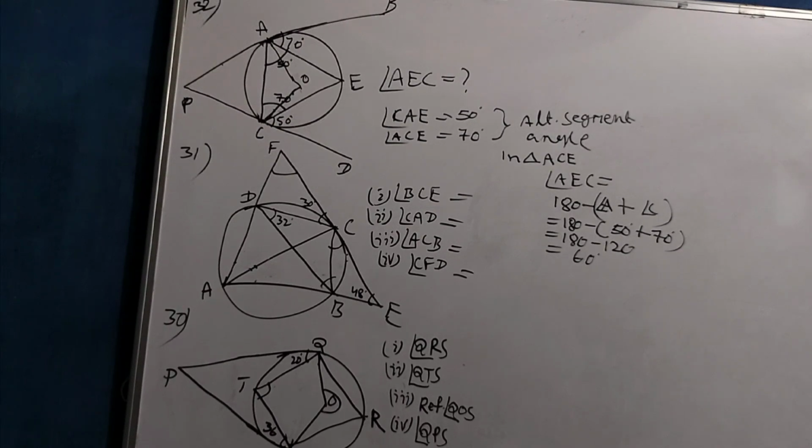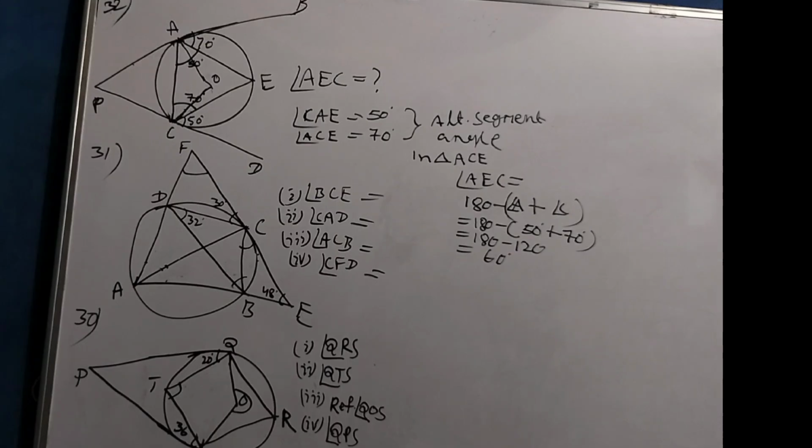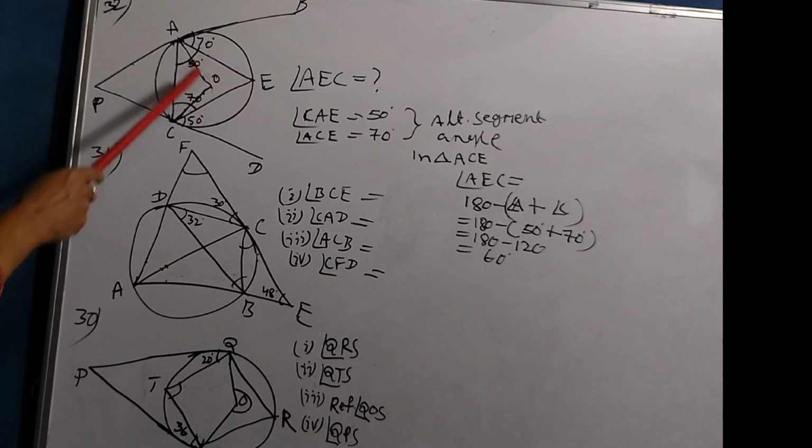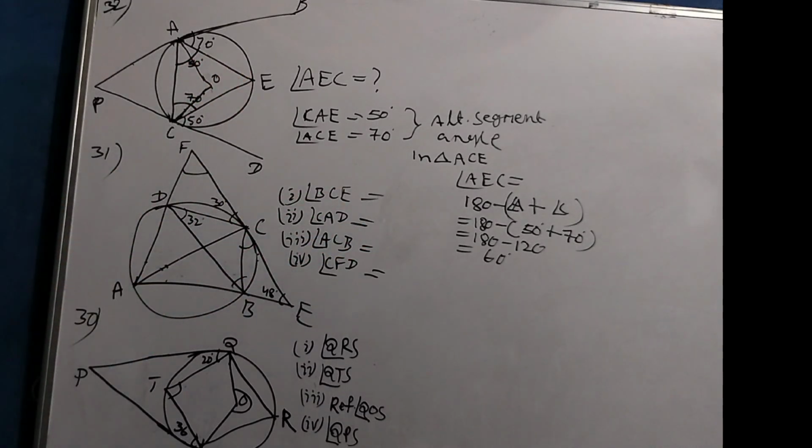Now in triangle AEC, angle A is 50 degrees and angle C is 70 degrees. So angle E is 180 minus (50 plus 70), that is equal to 60 degrees.